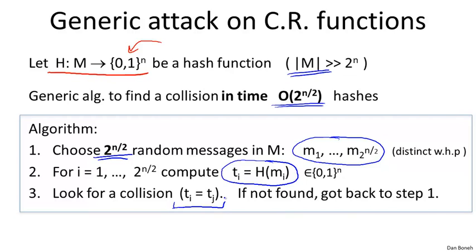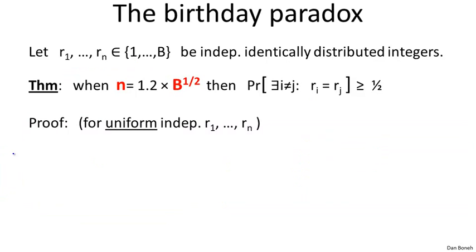Now, if it so happens that we look through all 2 to the n over 2 t sub i's and we don't find a collision, we go back to step 1 and try another set of 2 to the n over 2 messages. So the question is, how well will this work? In other words, how many times do we have to iterate this process until we actually find the collision? And I want to show you that, in fact, the number of iterations is going to be very, very small, which means that this algorithm will find a collision in time that's roughly proportional to 2 to the n over 2. So to analyze this type of attack, I have to tell you a little bit about the birthday paradox.